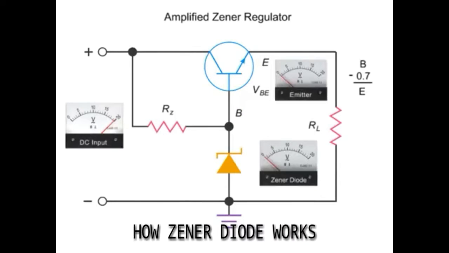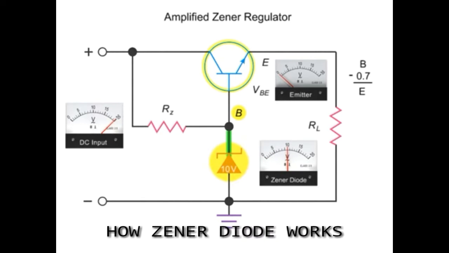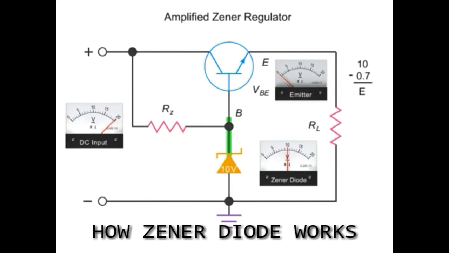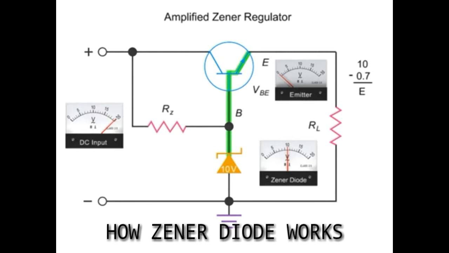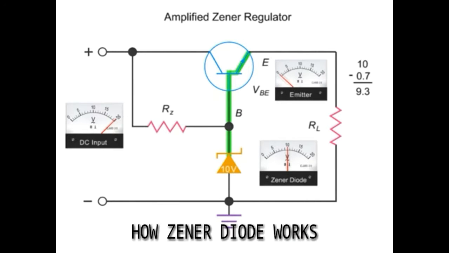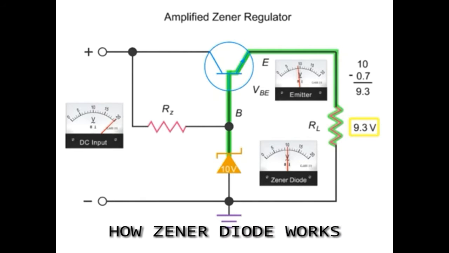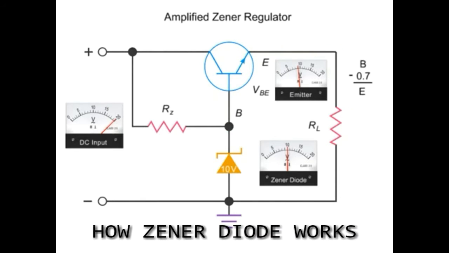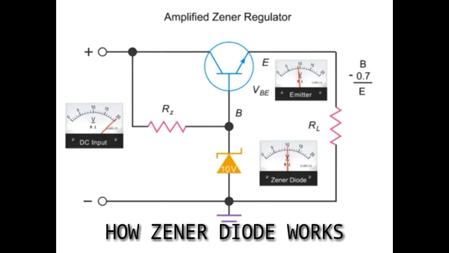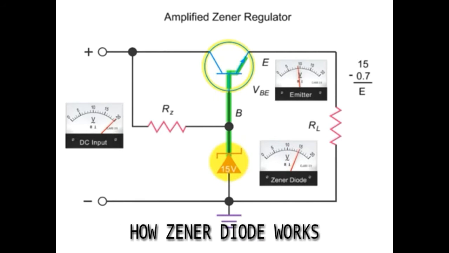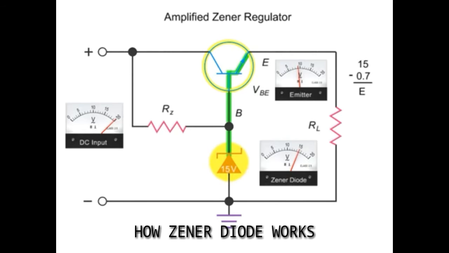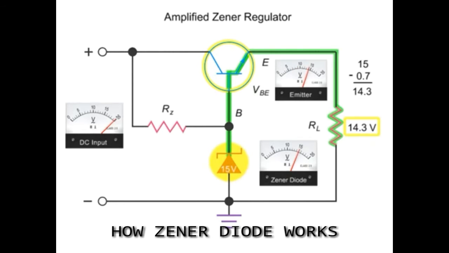Thus, if we change the Zener diode value to 10, then the voltage at the transistor base is 10 volts. After passing through the transistor, the voltage drops to 9.3 volts, resulting in a 9.3 volt load at the RL resistor. With a Zener diode value of 15 volts, you'll have 14.3 volts at the emitter and the RL resistor.